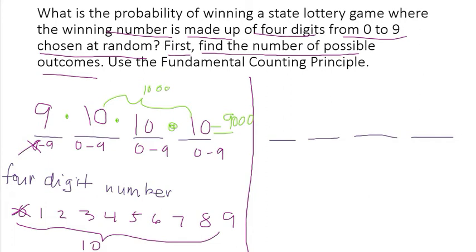Next, what if 0 is taken as, it says here, 4 digits.